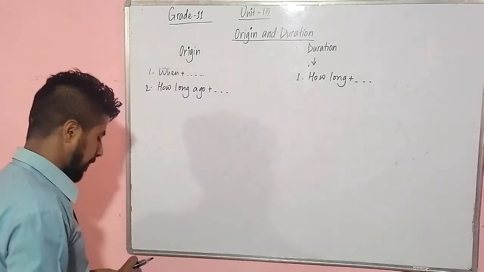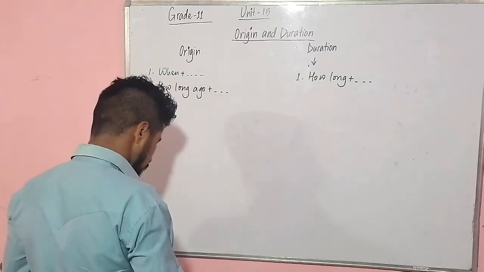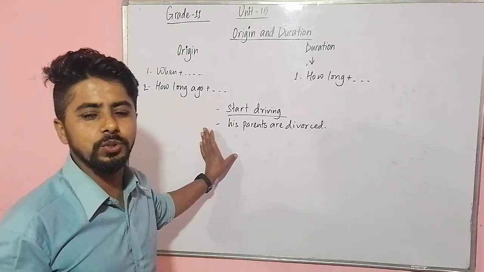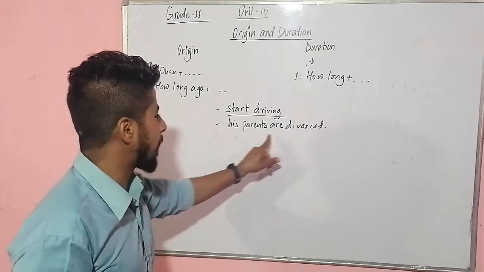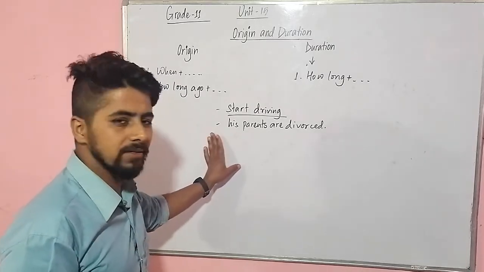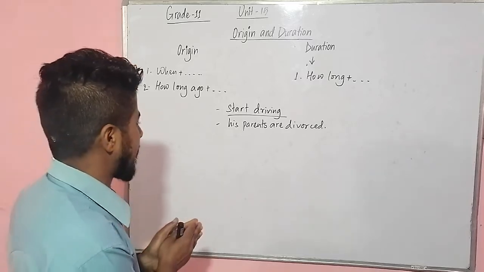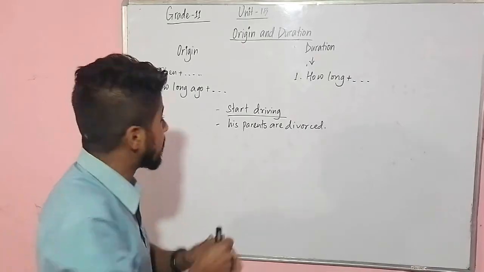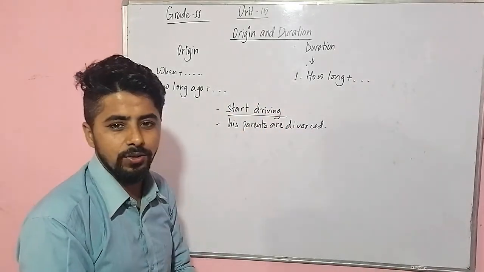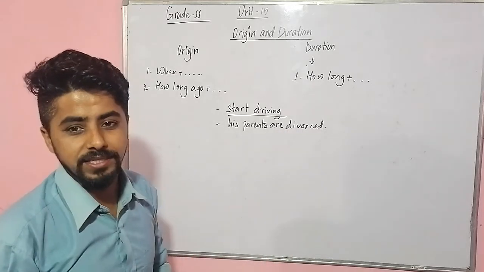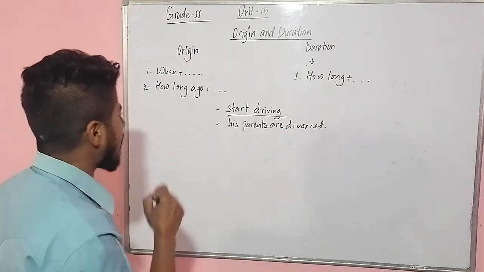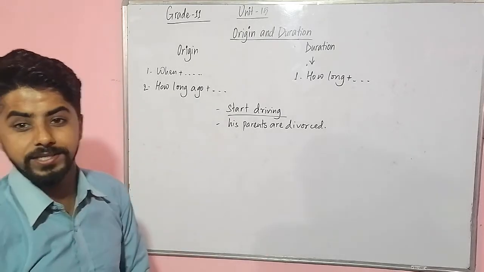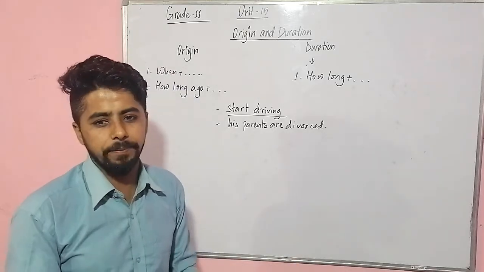I just want to give you some example. Okay, so here I have written two situations. Start driving, his parents are divorced. Are you getting? So let's look at here, guys. I'll solve these two questions, okay? And it will be easier for you to understand. In both cases, in origin and in duration also, in both patterns I'll make the sentences, I'll ask the question, okay? So start driving is given to you. It is the situation. Let's keep the subject as your own choice. He, Ram, Shyam, Hari, Gita, you can keep as your own.